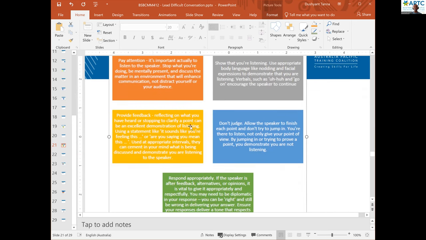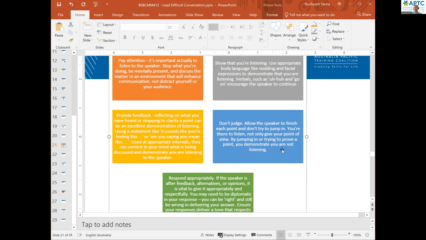Provide feedback. Reflecting on what you have heard or stopping to clarify a point can be an excellent demonstration of listening. If some of you ask me a question, of course I have to stop what I'm saying and respond to your question, yeah? Use a statement like, it sounds like you are feeling this, or you are saying this, you mean this, at appropriate intervals. I'm reading it word by word because it's very tiny, yeah?